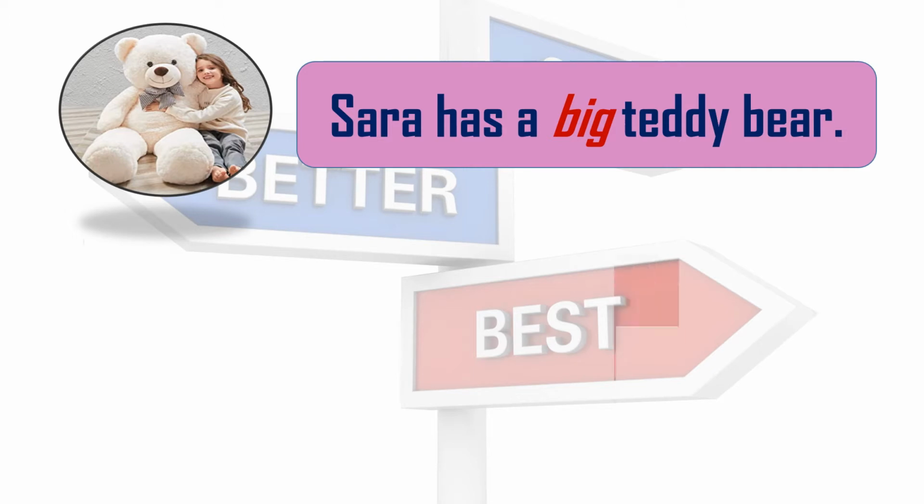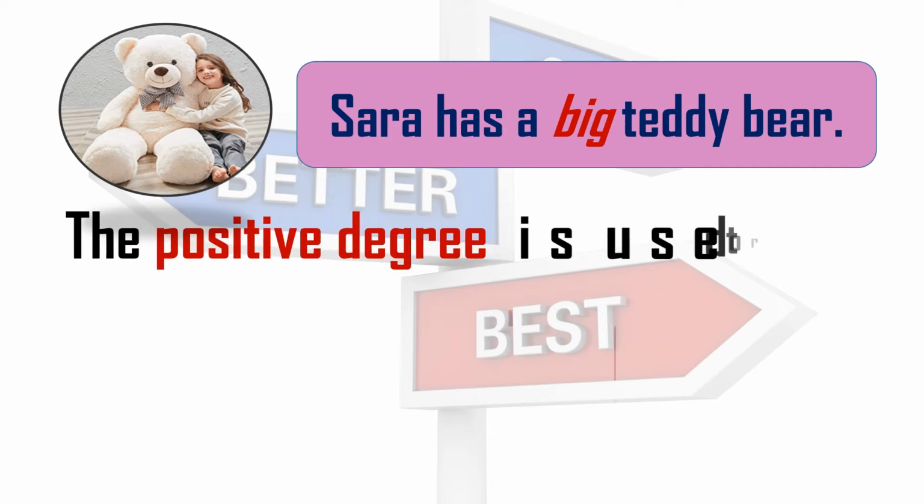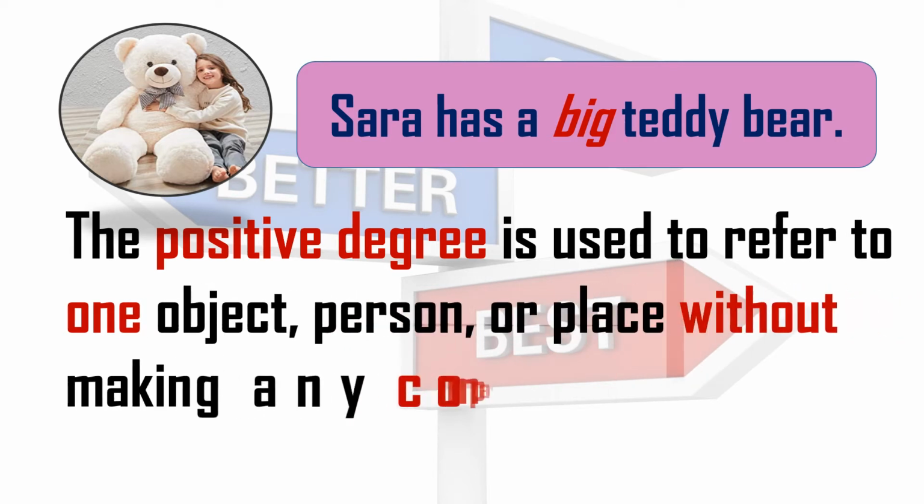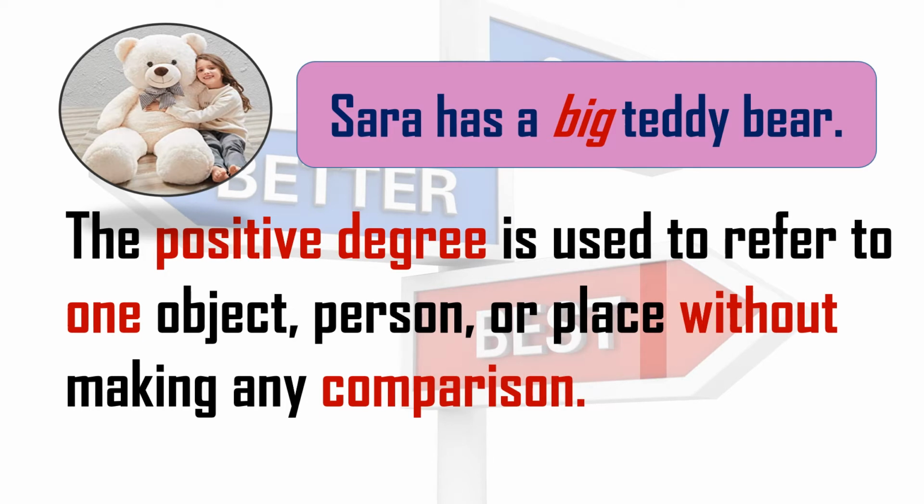Sarah has a big teddy bear. We have seen that it is in simple form, so it is called a positive degree, and the positive degree is used to refer to one object. Look at that word, one object, one person or one place without making any comparison. Here we are not comparing with any other thing. We are just stating something. Okay? Any one object, any one person or any one place. It is known as positive degree.